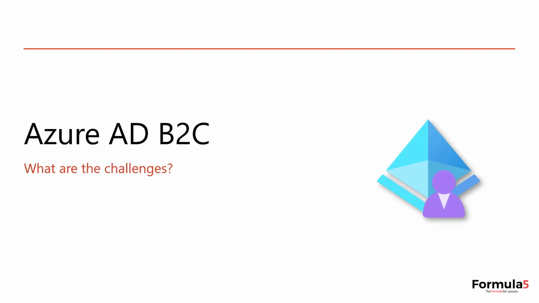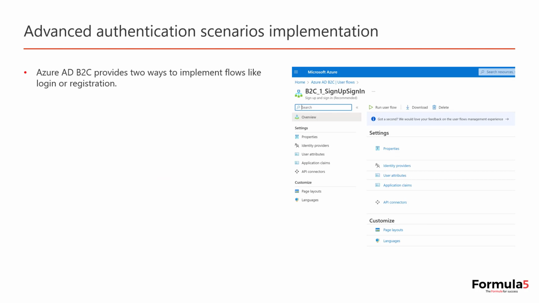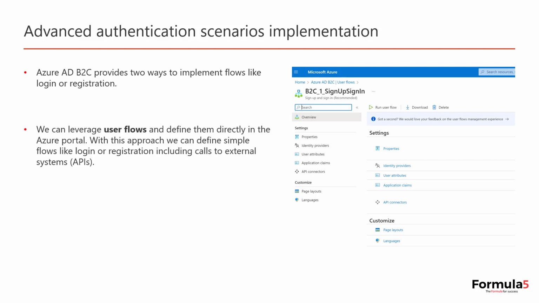So, what are the challenges with Azure Active Directory B2C? Advanced authentication scenarios implementation. Azure AD B2C provides two ways to implement flows like login or registration. We can leverage user flows and define them directly in the Azure portal. With this approach, we can define simple flows like login or registration, including calls to external systems, like external APIs.